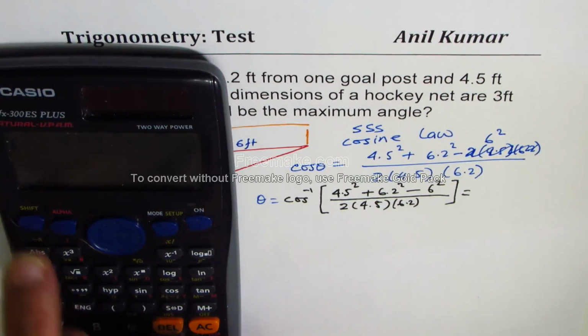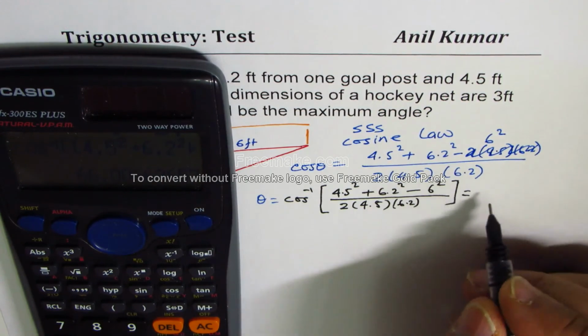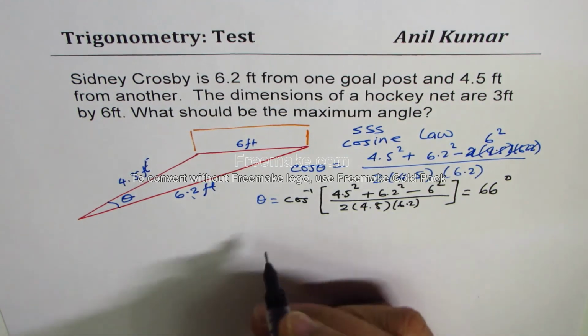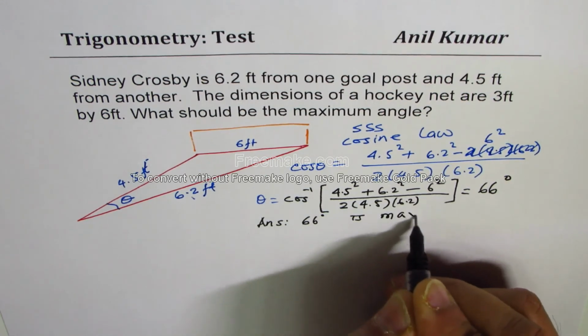Right, let's calculate. It is shift cos inverse, so second bracket, for 4.5 square plus 6.2 square minus 6 square, so the numerator bracket close, divided by, the denominator is 2 times 4.5 times 6.2, bracket close for denominator, another bracket close, and that gives you the answer as 66 degrees, correct? So in this particular case, the answer is 66 degrees is the maximum angle.